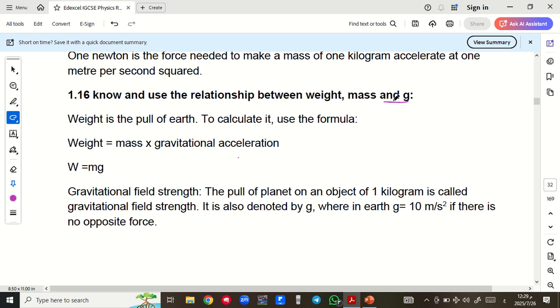Today I will explain to you the relation between weight, mass and g, and we will study the graph of acceleration and free fall. Now let's start. What is the relation between weight, mass and g?